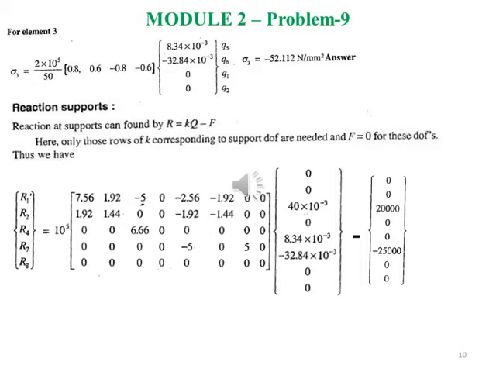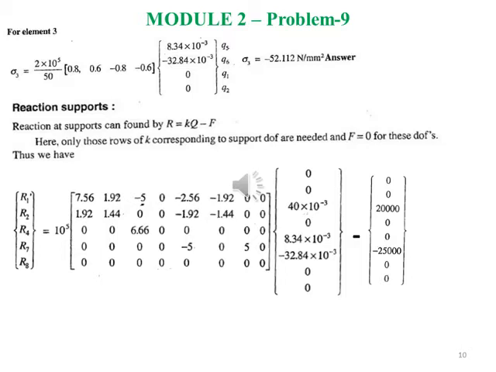So here only those rows of K corresponding to support degrees of freedom are required, and F is equal to 0 for these degrees of freedom. Hence we can solve this equation and directly get the values for R.